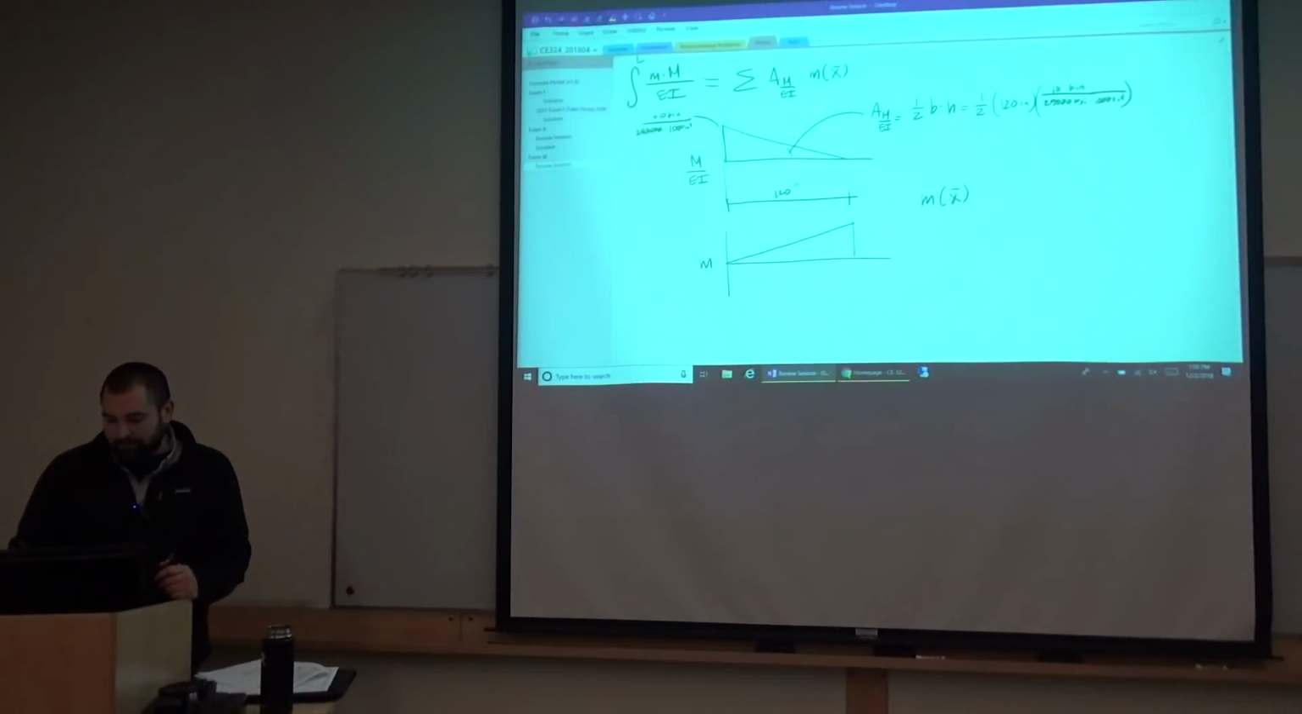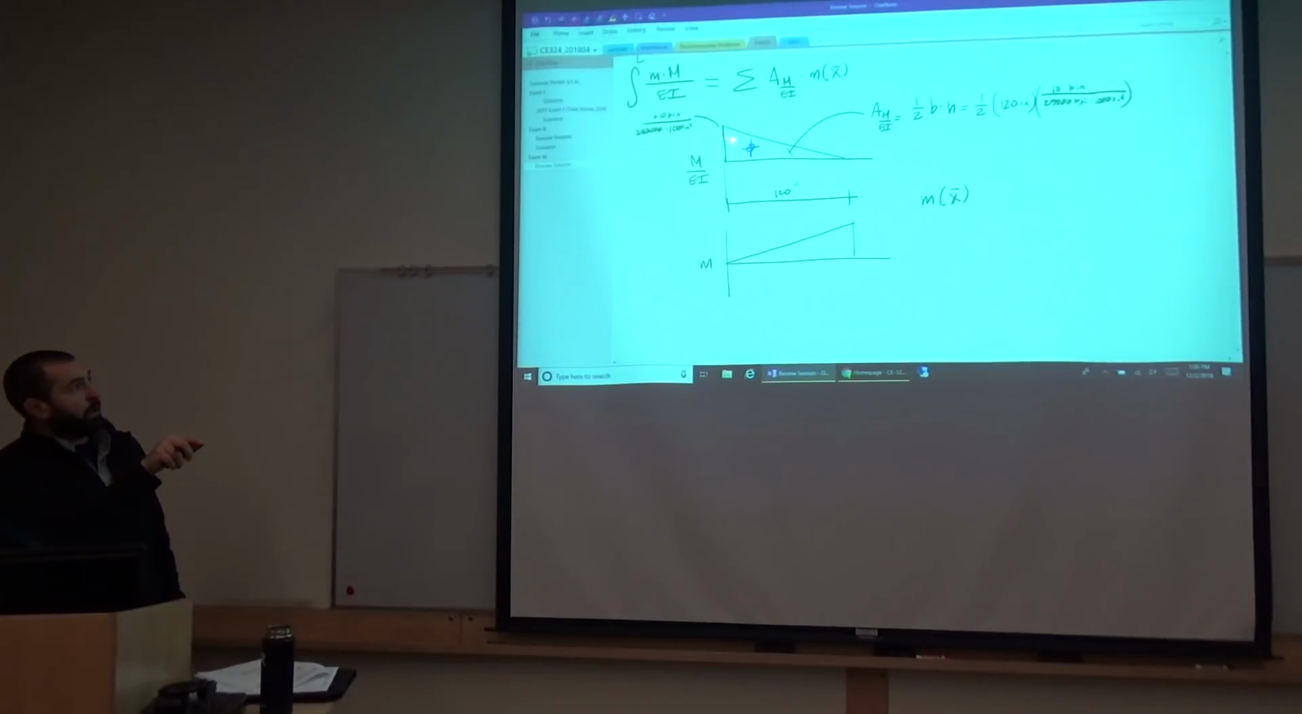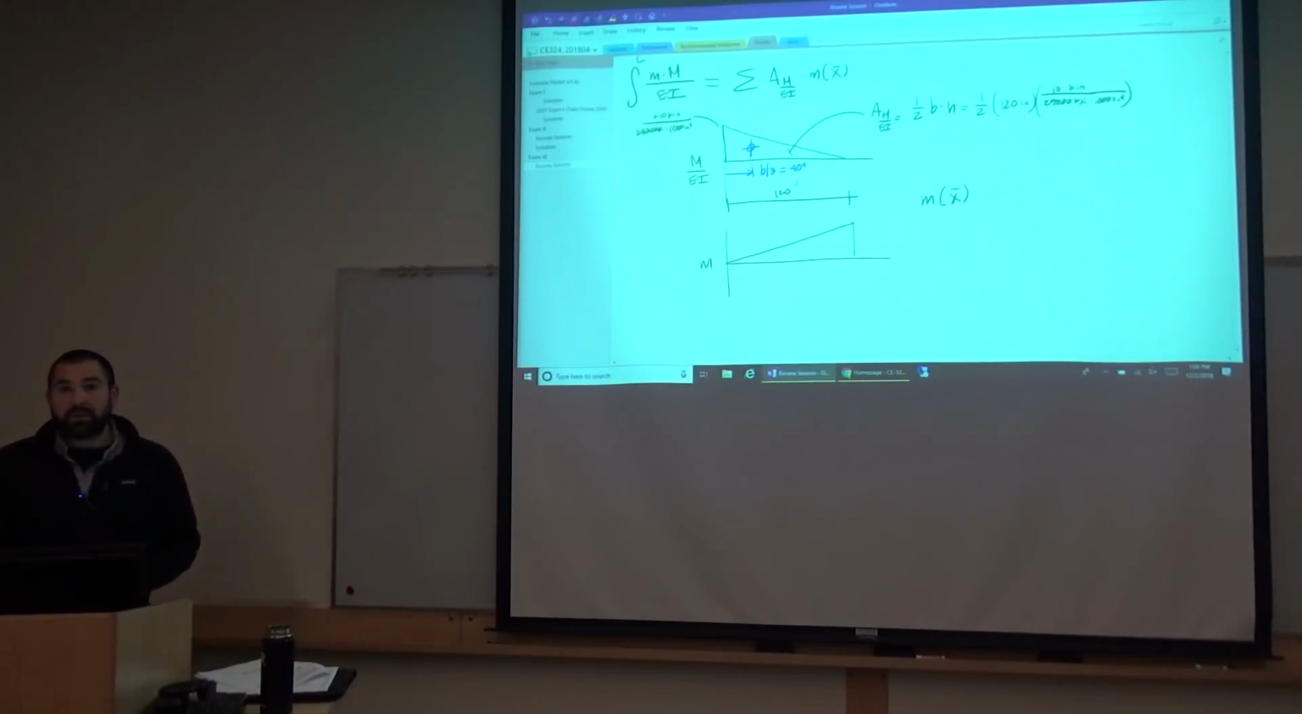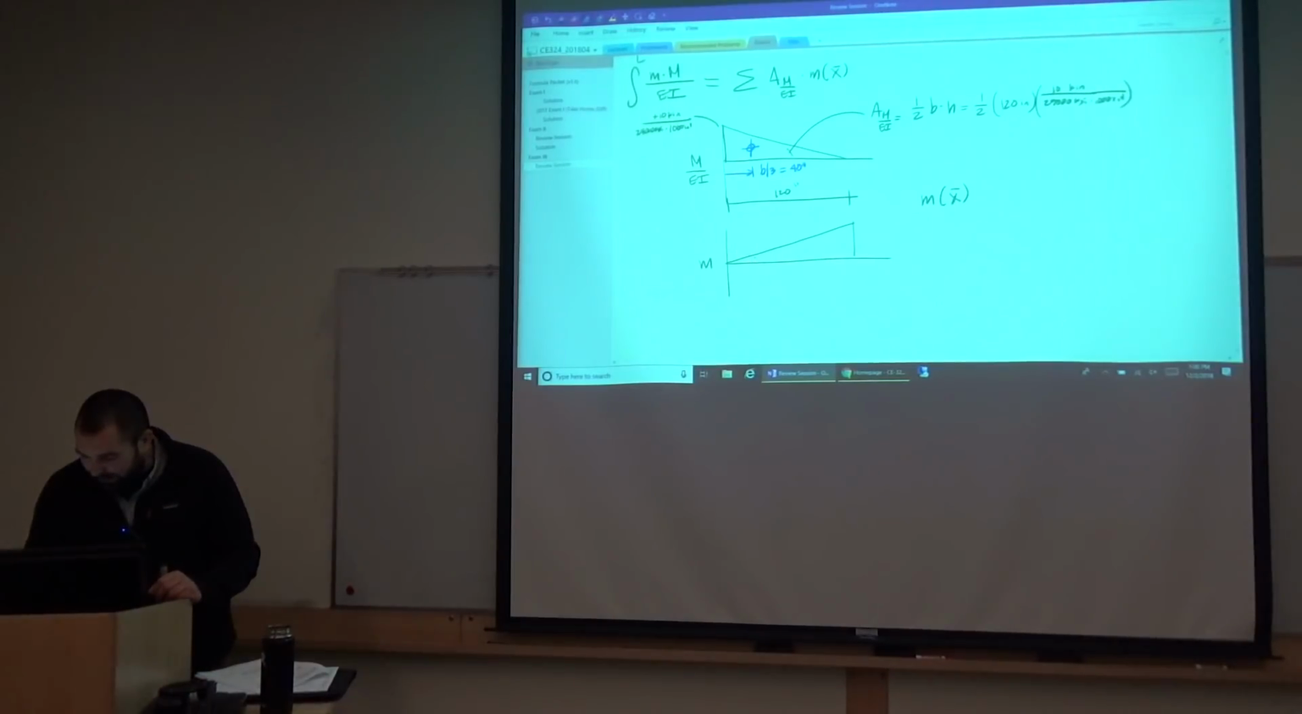Well, x bar is defined as the x value for the centroid of the real moment diagram. And because this is a triangle, the centroid is going to be equal to B divided by 3, which in this case is 120 divided by 3, so it's 40 inches. So it's saying at this location of the centroid, at 40 inches from the left side of the diagram, give me the height of the virtual moment diagram.